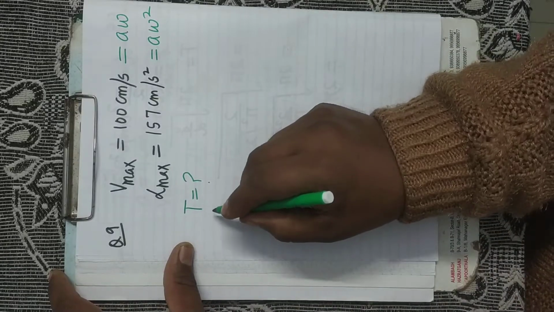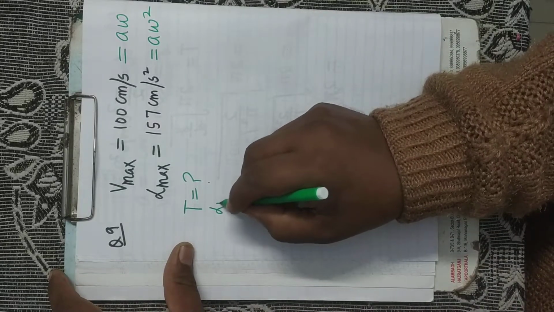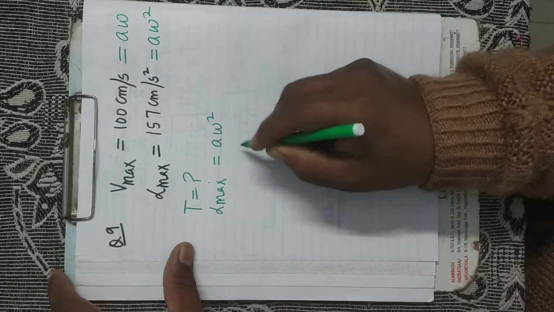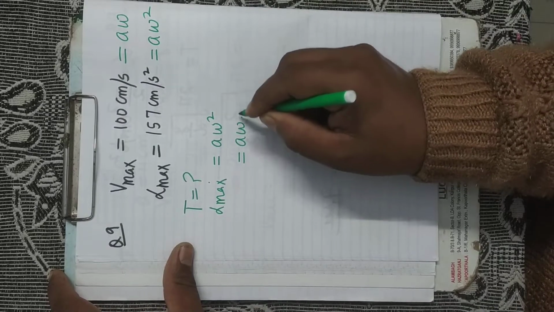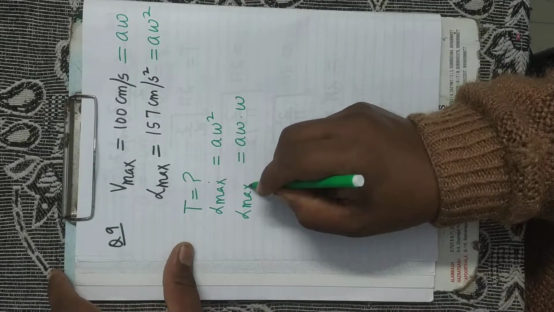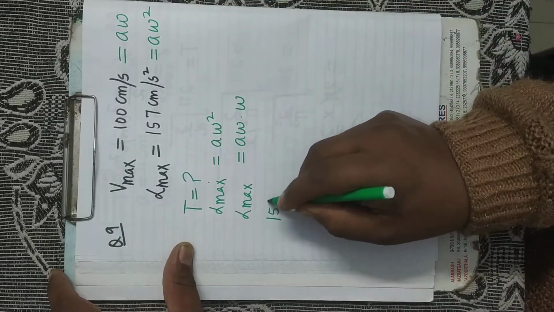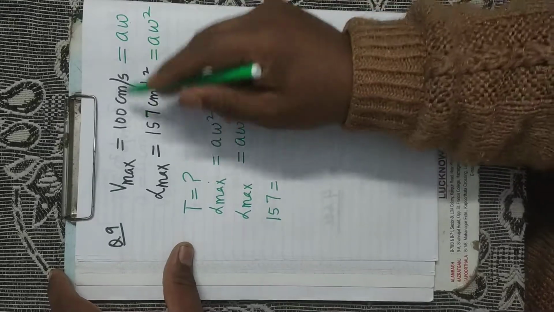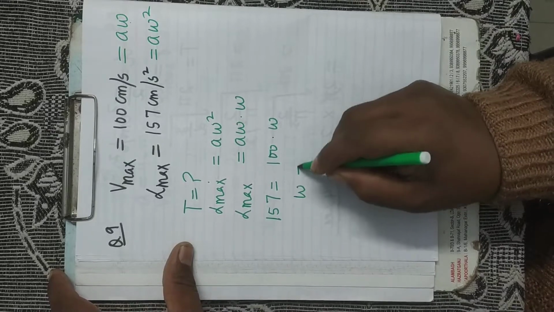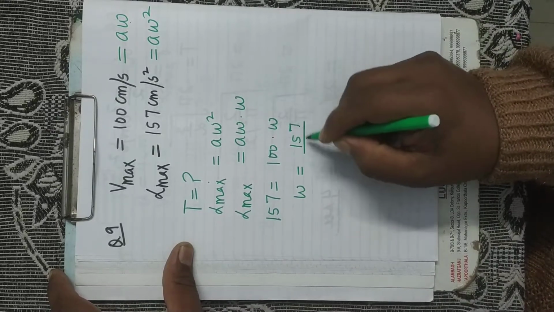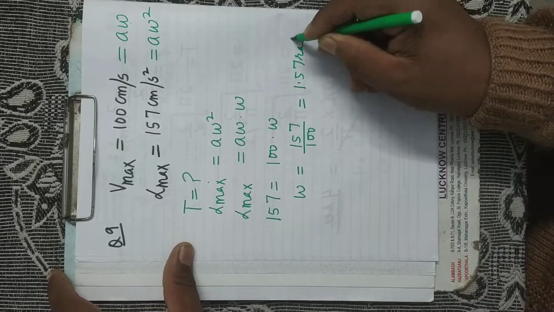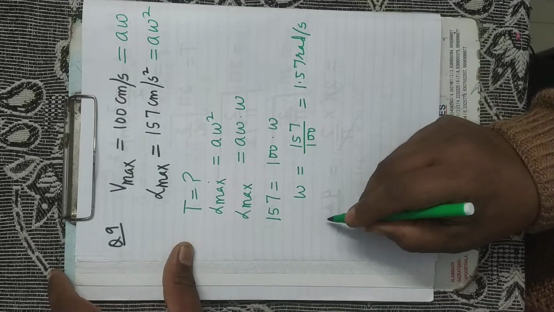So see here, what will be alpha max? This is equal to A omega square, that you can write as A omega into omega. Now, what is the value of alpha max? Alpha max we know is equal to 157. A omega we know is equal to 100, so 100 into omega. So omega is 157 upon 100, that is 1.57 radian per second. Now you have to find the periodic time.